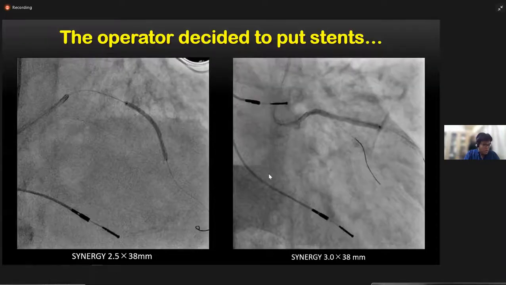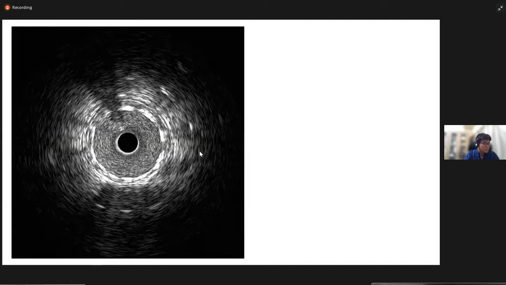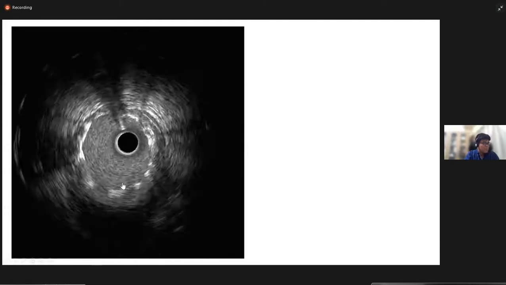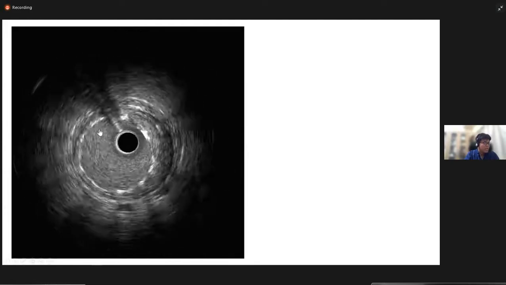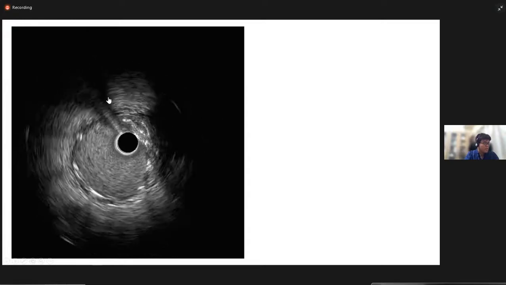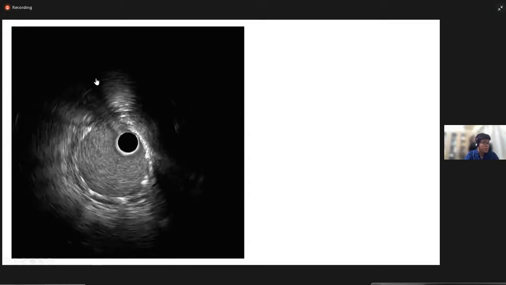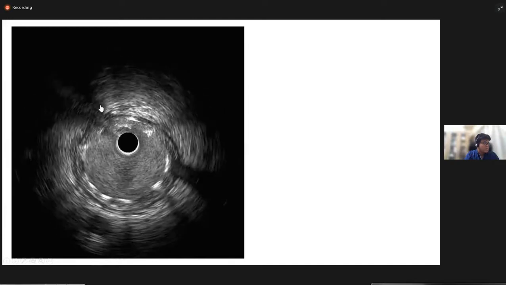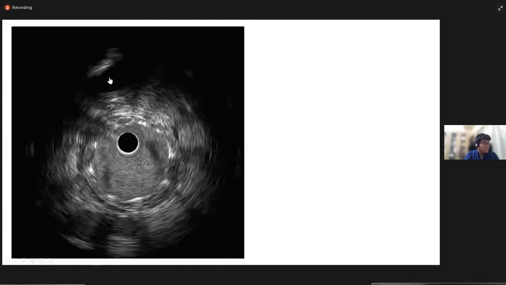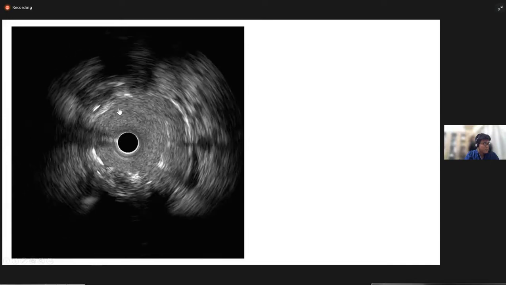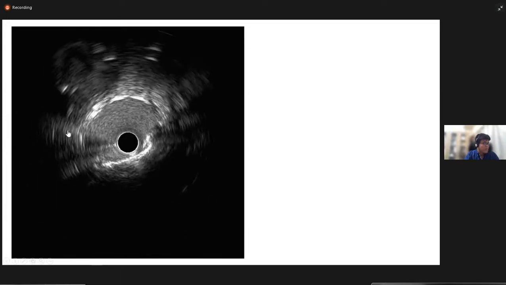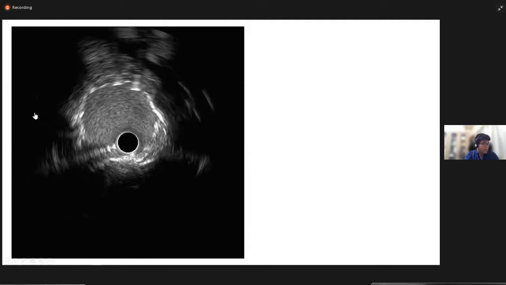First of all, I'm not the operator in this case, but the operator decided to put a stent with guide wire protection to maybe the high lateral branch. So this is the IVUS. After stenting, now the septal branch is coming. Please look at around the 10 o'clock site. The diagonal branch will be coming. This is the diagonal branch. This is the high lateral and circumflex.